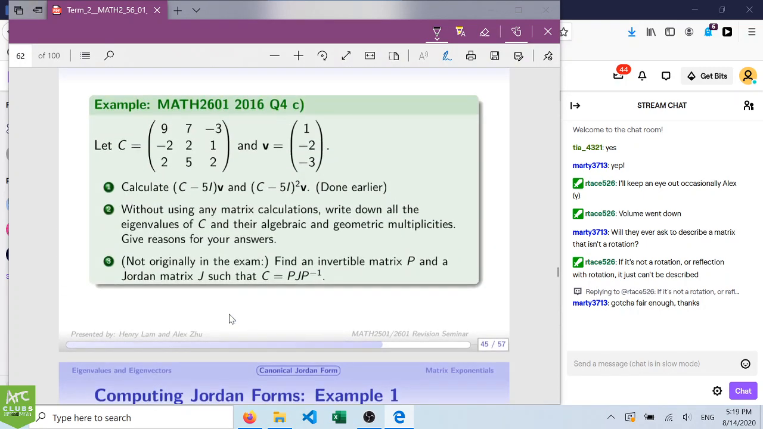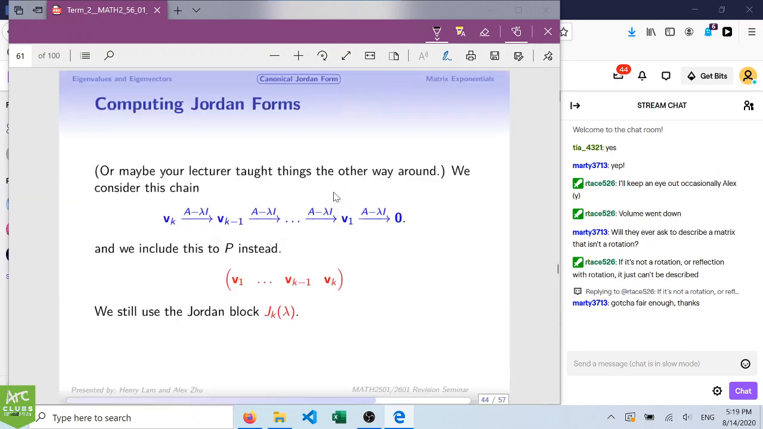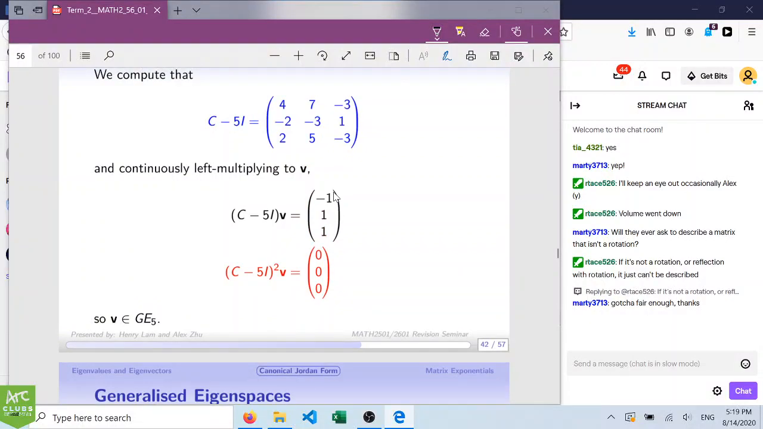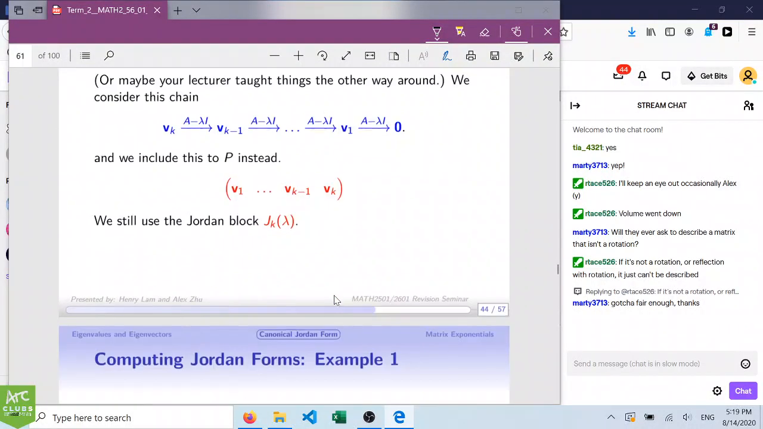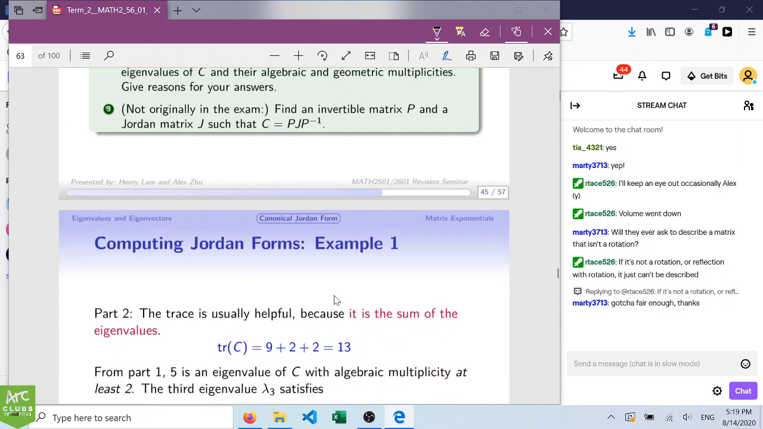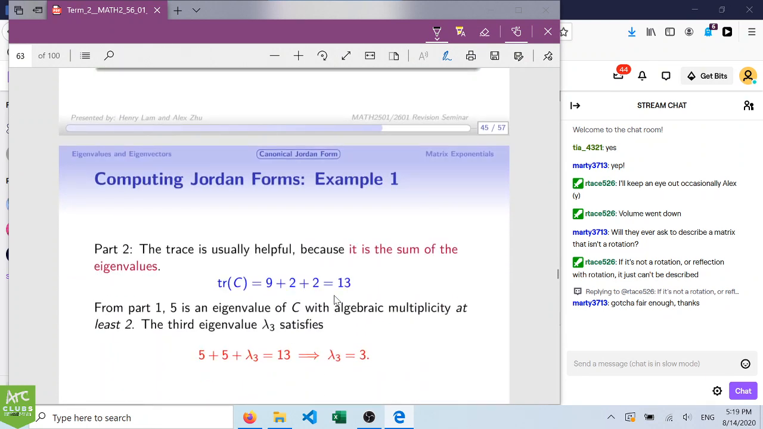All right. So C minus 5I times V, and C minus 5I squared times V, that's done in the previous part. It's just this: 1, minus 1, 1 and 0, 0, 0. But then in the next part we want to find all the eigenvalues of C, given the previous calculation. Okay, so first we're going to note that the algebraic multiplicity of the first one is at least 2.